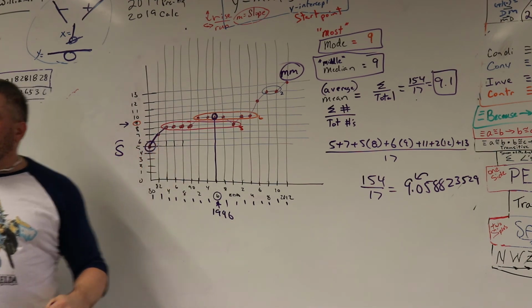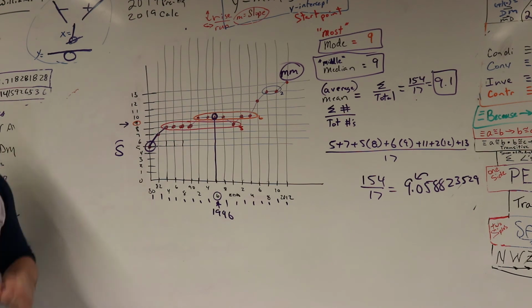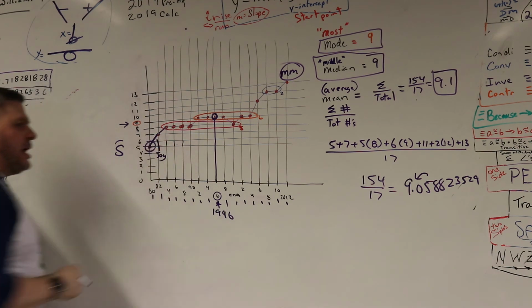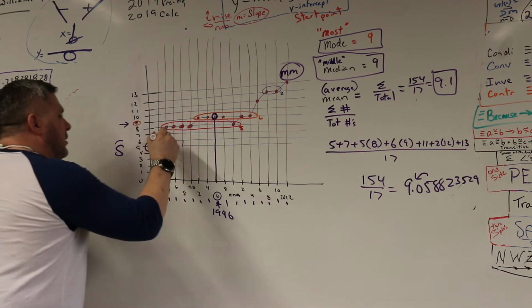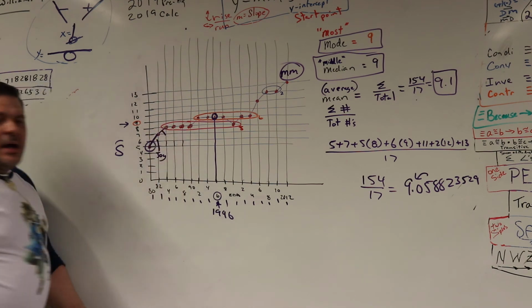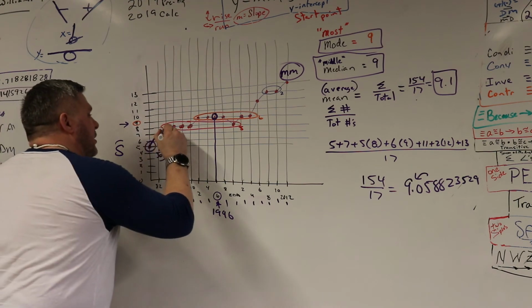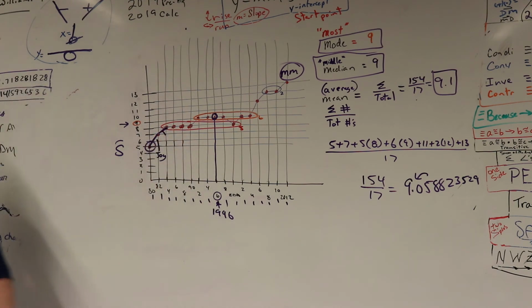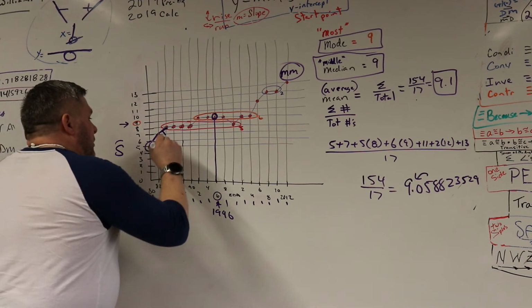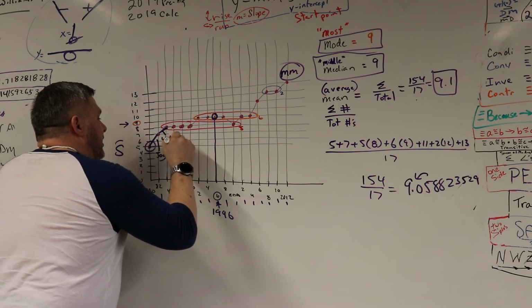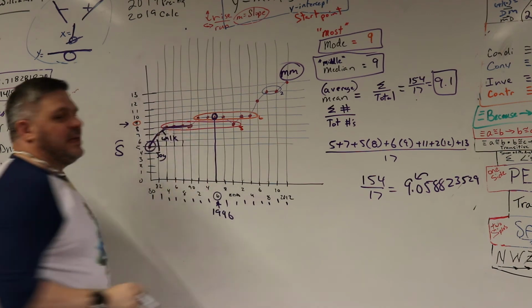So let's just say I'm jogging. Does that make sense? So right here, I'm jogging, okay? And then right here, I'm walking, right? Because I'm going a little slower. Not a lot slower, but I'm going a little slower. Does that make sense? All right. So here I'm walking.